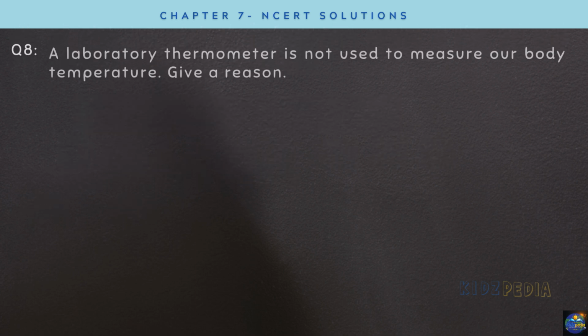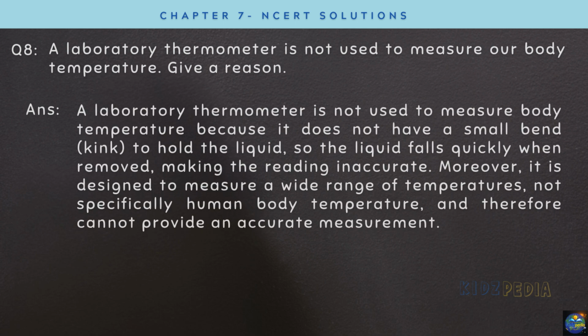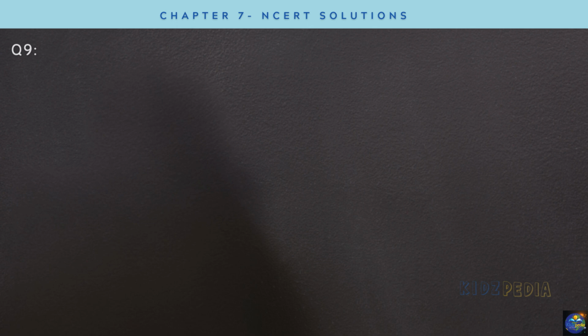8th question. A laboratory thermometer is not used to measure our body temperature. Give a reason. A laboratory thermometer is not used to measure body temperature because it does not have a small bend, which is called kink, to hold the liquid. So the liquid falls quickly when removed, making the reading inaccurate. Moreover, it is designed to measure a wide range of temperatures, not specifically human body temperature, and therefore cannot provide an accurate measurement. Next question.